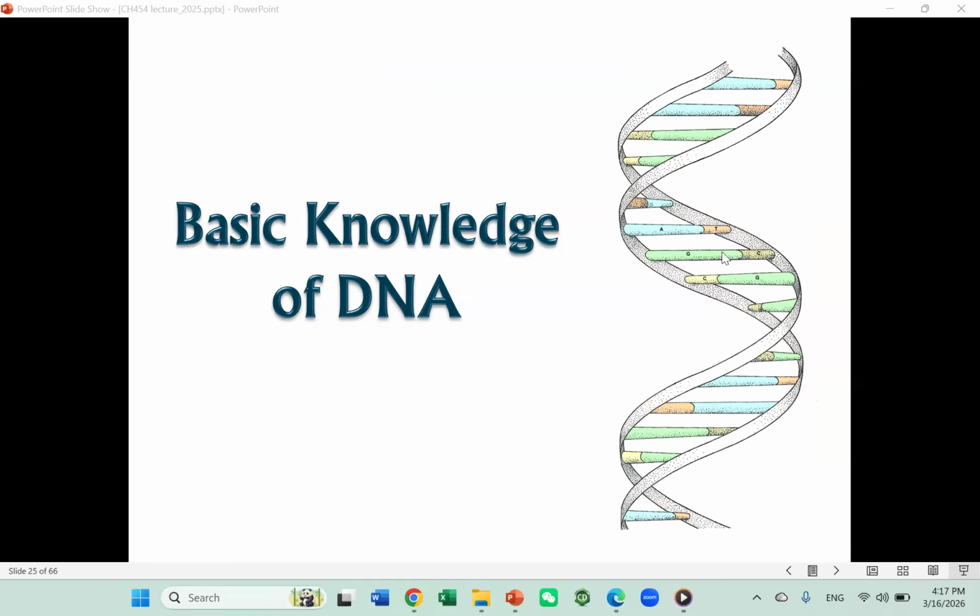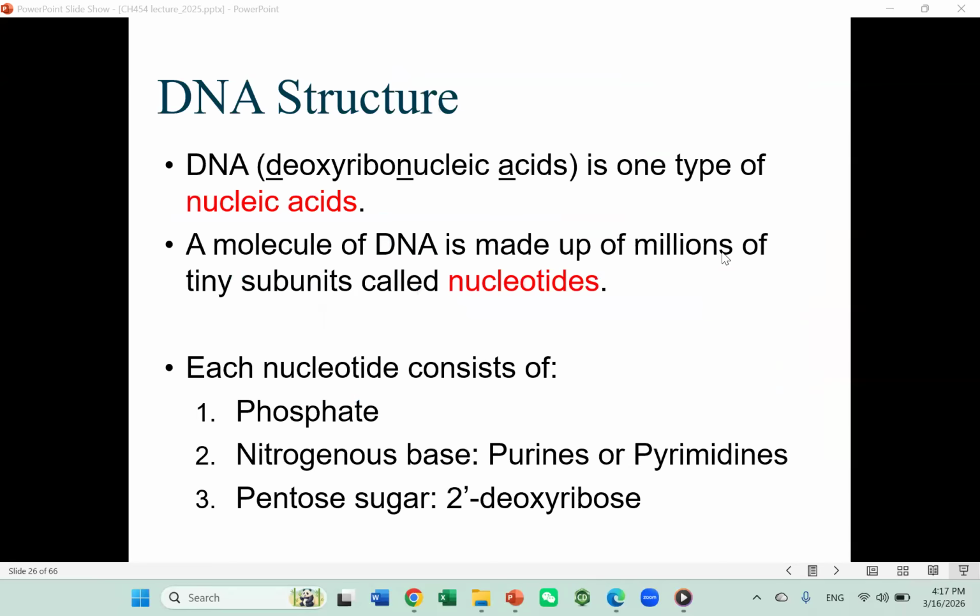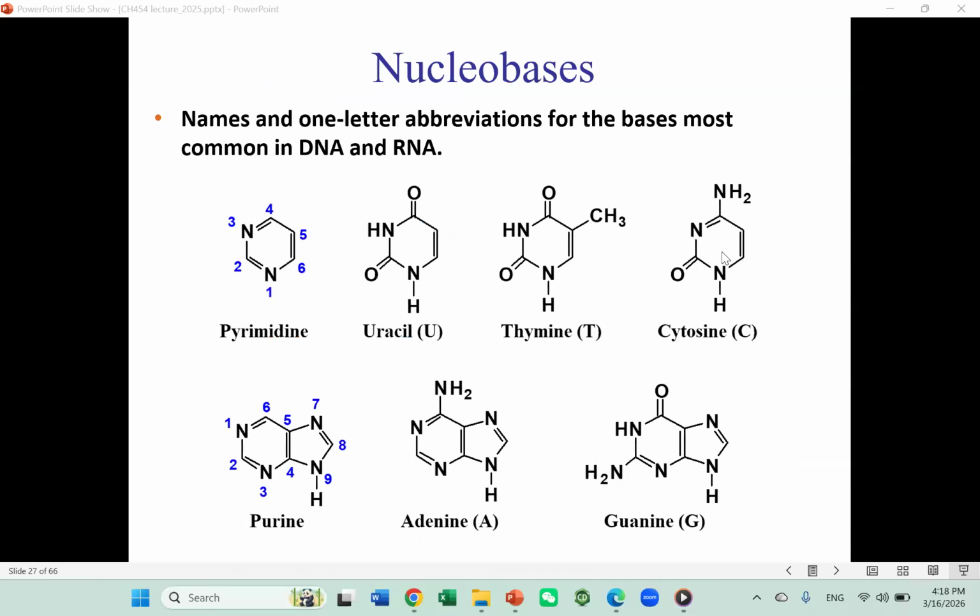Next, we move to some basic knowledge about nucleic acids, mainly DNA. DNA stands for deoxyribose nucleic acid, and that's one type of nucleic acid. We won't talk about other types now. The basic unit of DNA is called a nucleotide. A nucleotide has three components: a phosphate and a nuclear base, which is based either on purine or pyrimidine, and the third component, sugar. We'll go through them one by one.